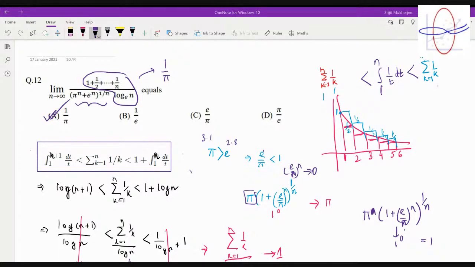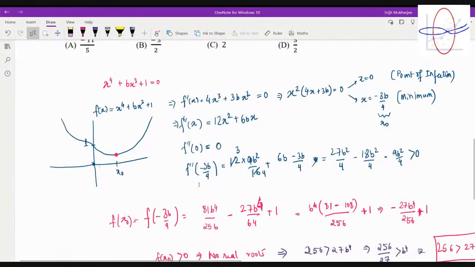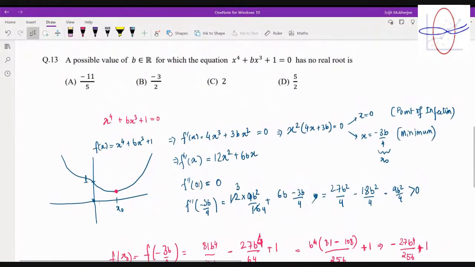Okay, so let's move on to the next problem. The next problem is another real analysis calculus problem, and I love this problem because it was sort of the problem I was asked in my BStat interview. So it's really worth understanding in detail. Okay, so a possible value b for which the equation x to the power 4 plus bx cube plus 1 is equal to 0 has no real root is what? So I'll give an algorithm for how to give the proof.